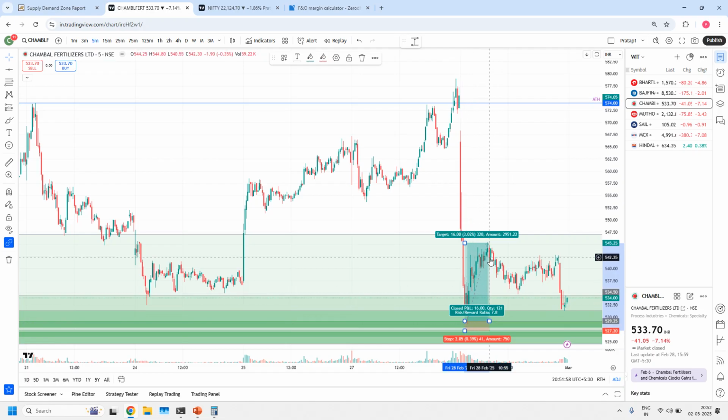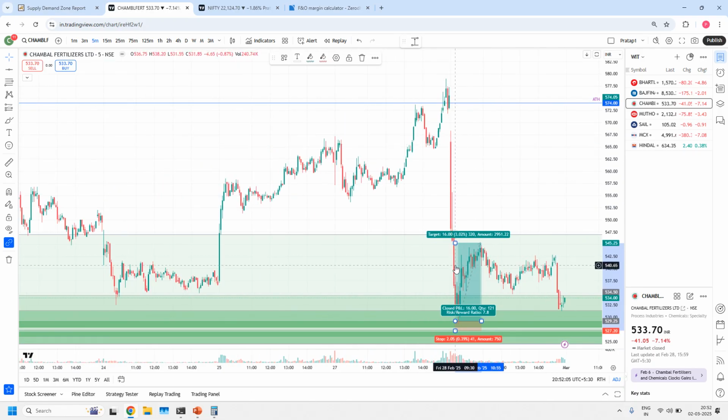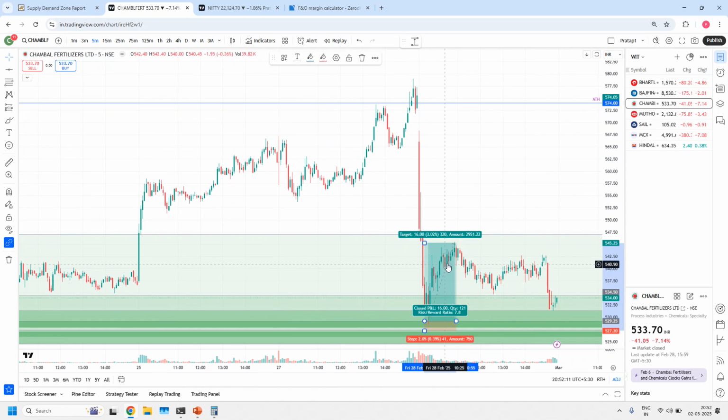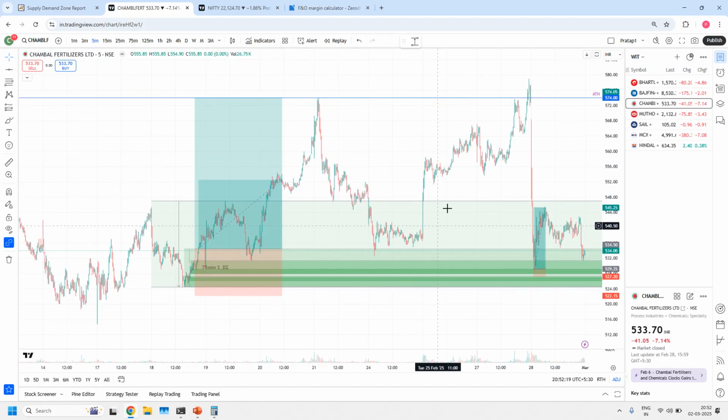HLQ zone intraday trades always give us very good ROAs. I know you might have exited after getting 6% ROA. Some people might have captured the maximum using trailing stop losses. But it has given maximum performance. So that is the power of our bullish trade setup, high liquidity zones. Okay, this is Chambal Fertilizers.